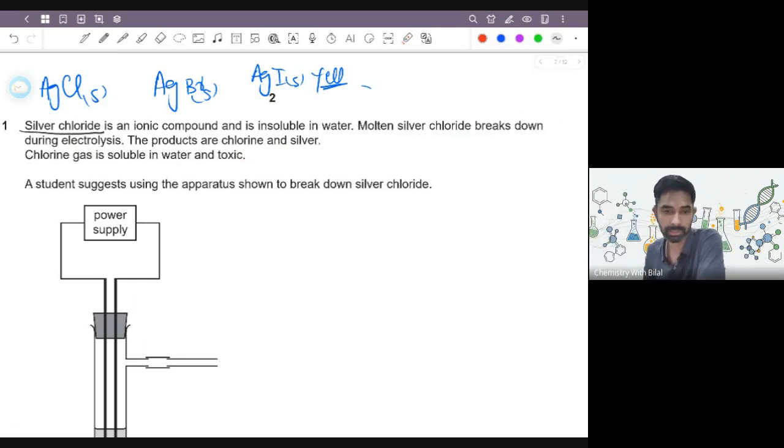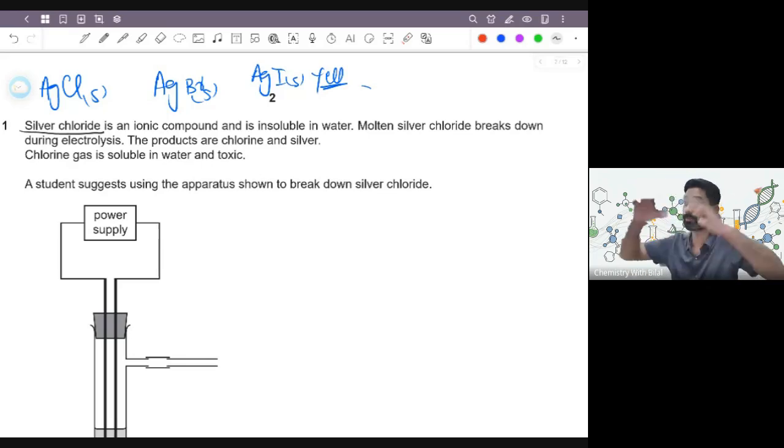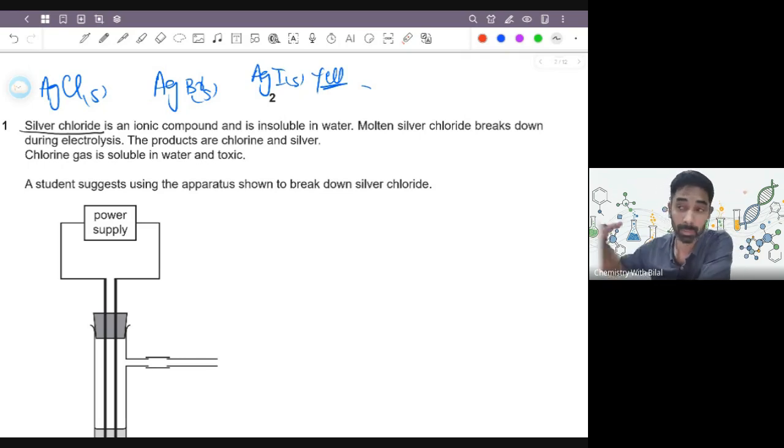If they ask in a reaction where chlorine is produced, what are the precautions and why? Then you will write there should be a fume cupboard. Why? Because chlorine is toxic. If you are not in a laboratory with ventilation, there can be a serious problem because it is toxic. It is literally a poisonous gas. If you are not in a proper place with ventilation or a fume cupboard, there is a problem because it's a toxic gas.